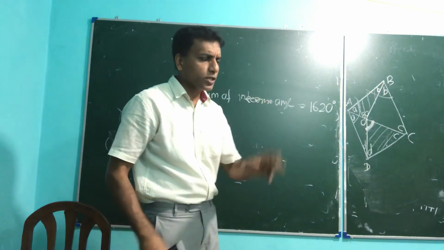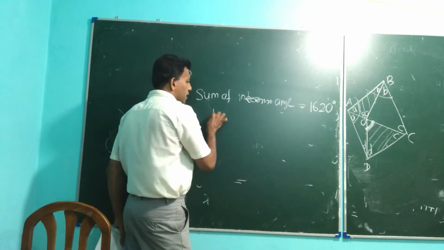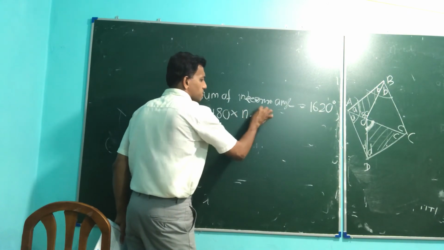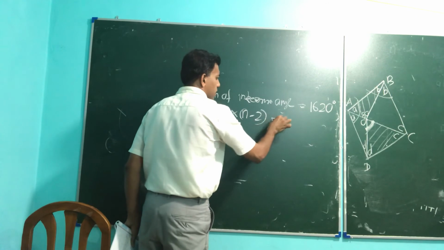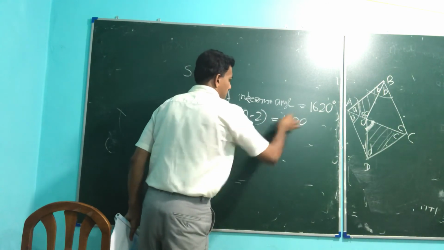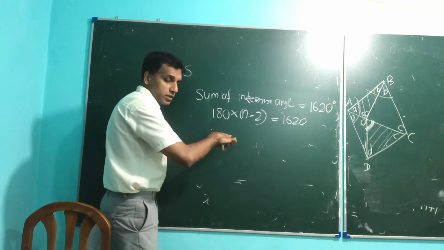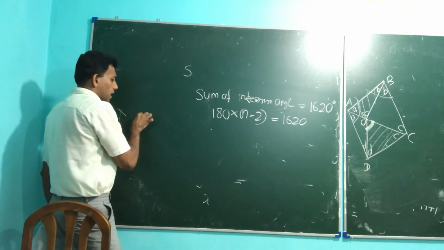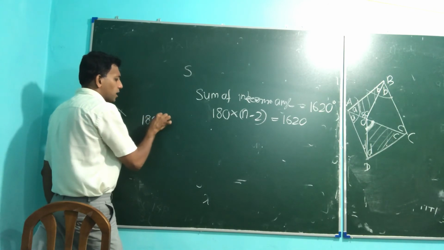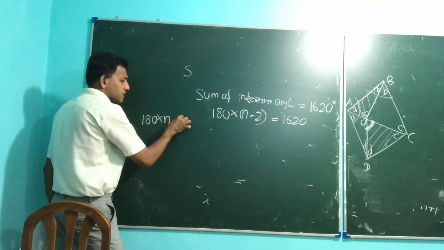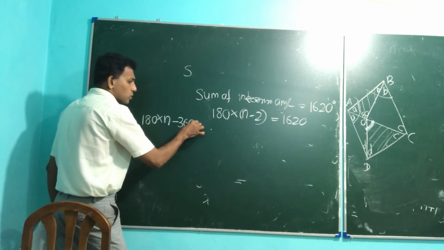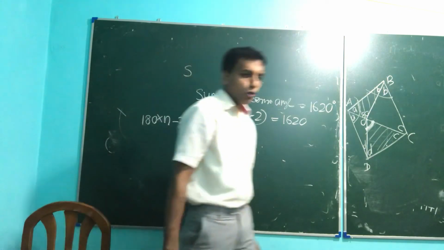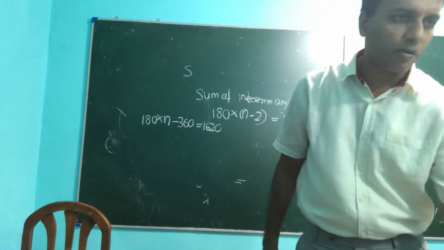I said two methods. What is n? I said 180 multiplied by the number of triangles. That is also an easy formula. Second method, or if you use the first method, the formula is 180 multiplied by (n minus 2). This also equals 1620. Using two formulas, you can obtain anything, right?